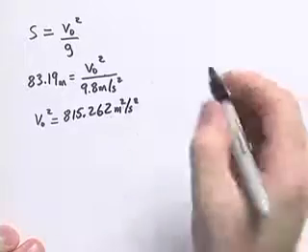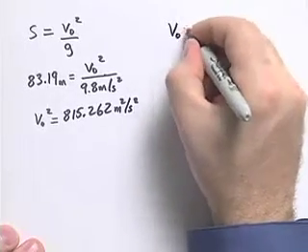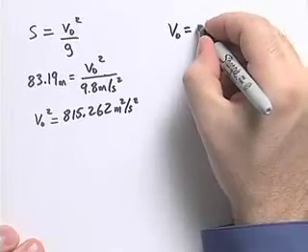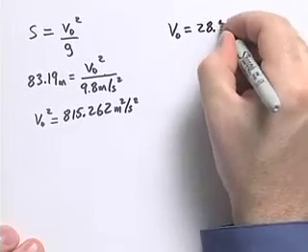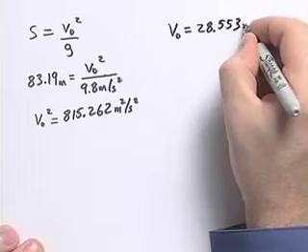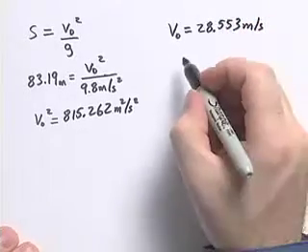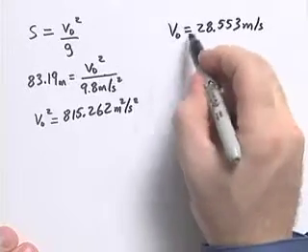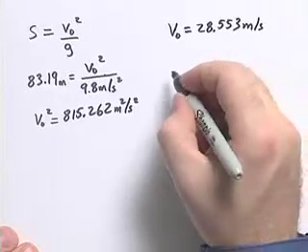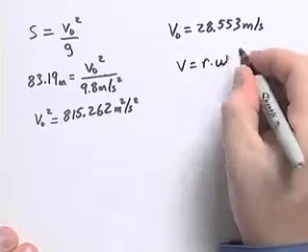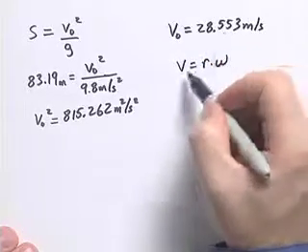Now we need to take the square root of that, so we'll get that v sub 0, the velocity, is equal to 28.553 meters per second. The velocity of this linear speed is related to the angular speed through the formula v is equal to r times omega. We know the velocity v.